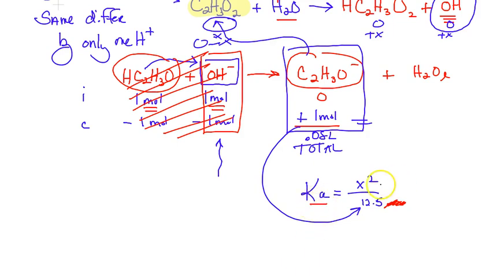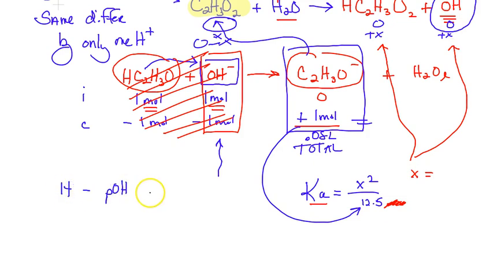If you have this value, you can solve for x, square root both sides, and the x that you get is going to equal either this concentration or this concentration. And if it's the hydroxide concentration, I would negative log my x to get a pOH, and then 14 minus that would give me my pH.